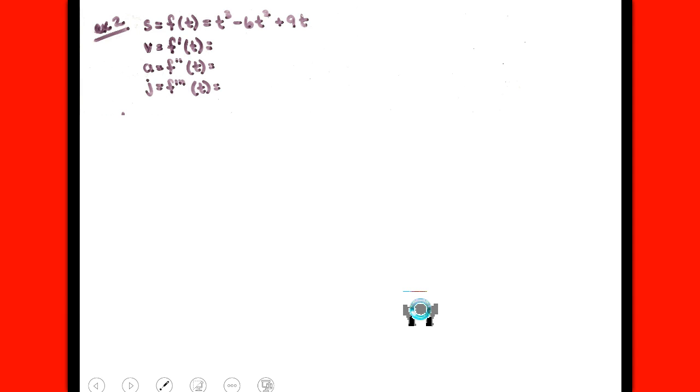Now, we've already talked about that the first derivative is velocity. Because if we're talking about the rate of change of our position, how quickly we're changing our position, that is our rate. That's our velocity. So if we take the first derivative, it is velocity. We've done that before.